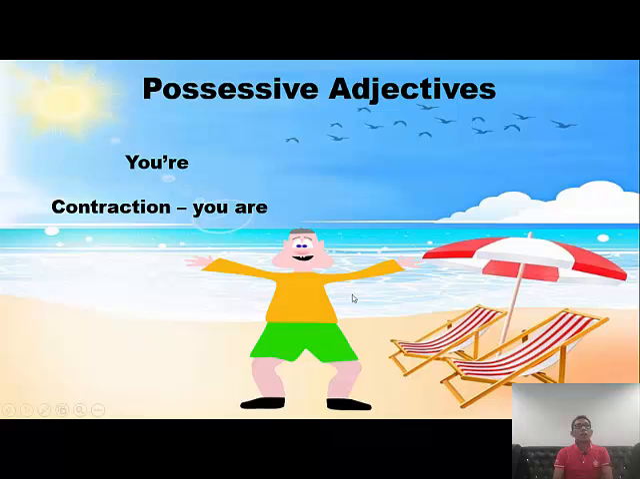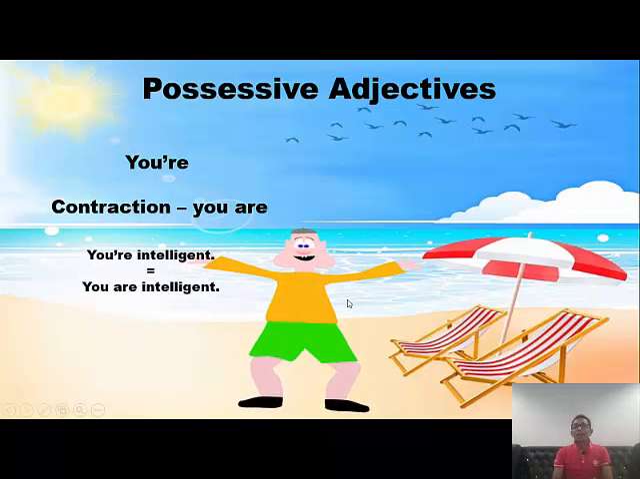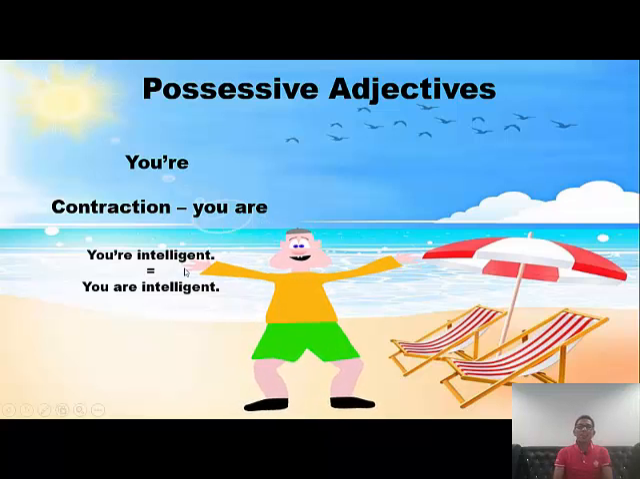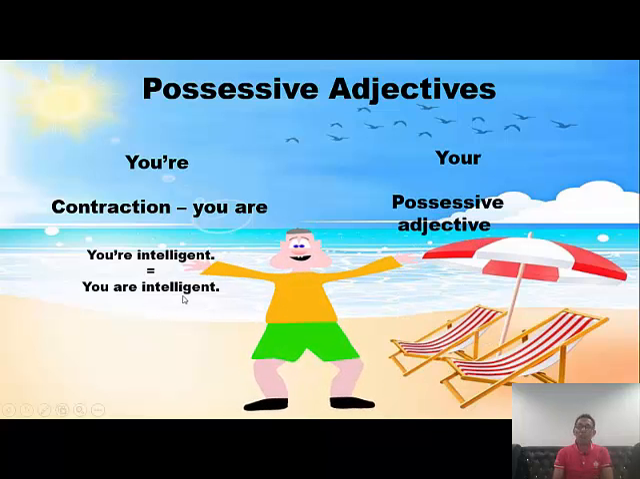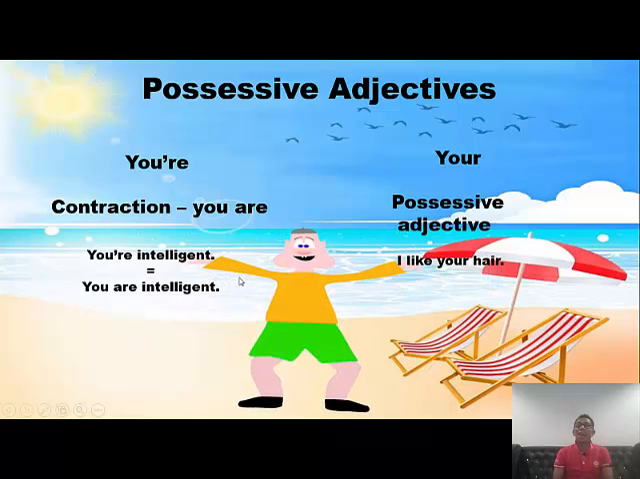And this one also, you might be confused. Another one, which is you're, is the contraction of you are. The example that I can give you here is: you're intelligent. It is the short way to say you are intelligent. And there's another, which is the possessive adjective, which is your. I like your hair.